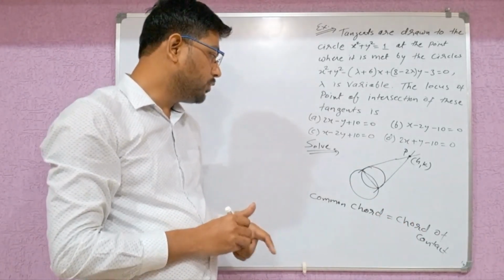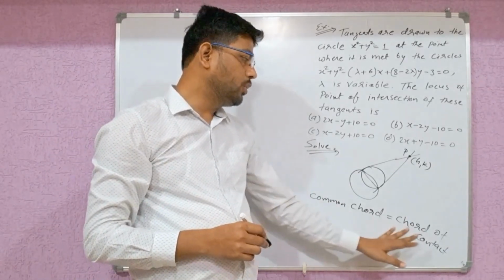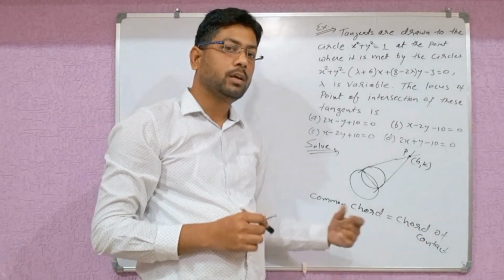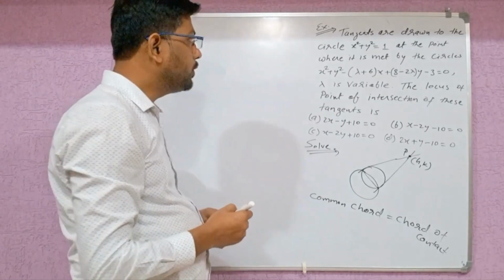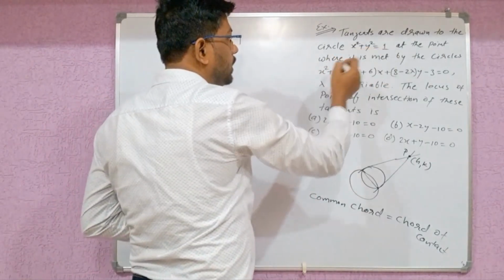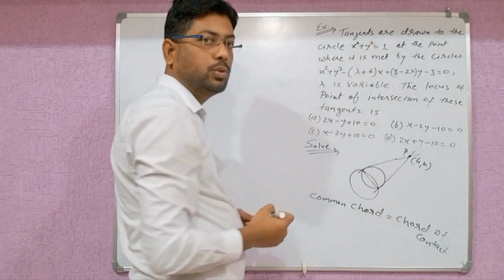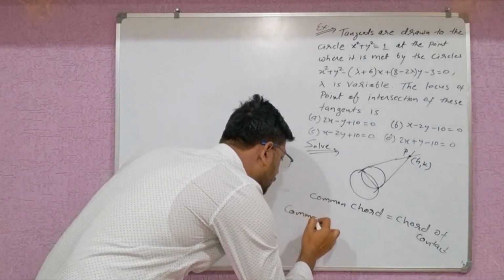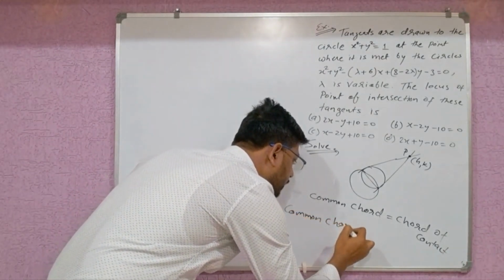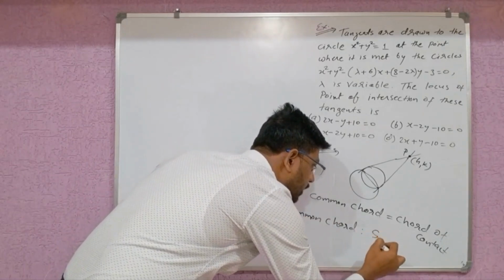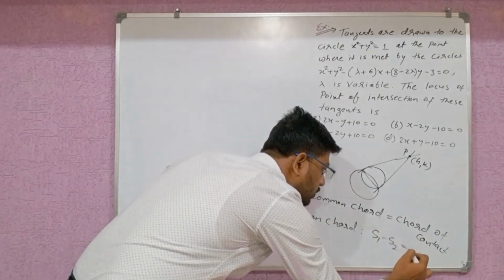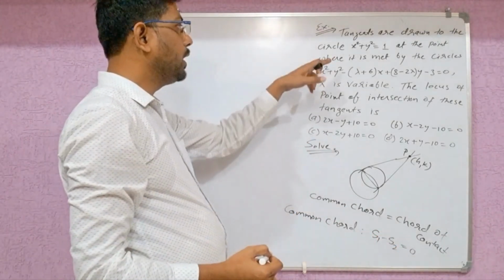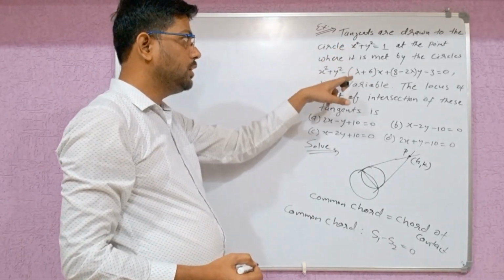So we will find the equation of the common chord and the chord of contact, both of these, and put them equal. The common chord for this circle and this circle will be S1 minus S2 is equal to 0. So we subtract this circle from this circle.